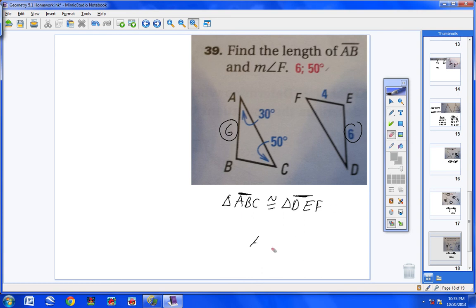Now let's take a look at our angles. We are told to find the measure of angle F. Notice F is your last angle listed. Notice C is your last angle listed over here. So we know that C is congruent to F. Notice angle C is 50 degrees. So we know angle F would also be 50 degrees. I hope you're really paying attention and learning.